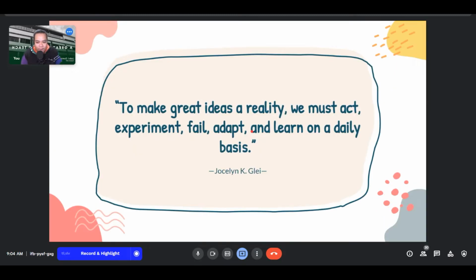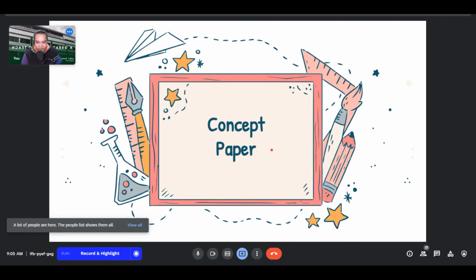At the start of this lesson, I'd like to give you this quote from Jocelyn Cagley, saying that to make great ideas a reality, we must act, experiment, fail, adapt, and learn on a daily basis. Great ideas are not called great if they are just ideas. Later on in the lesson you will learn how to apply these great ideas and make such great ideas a reality.